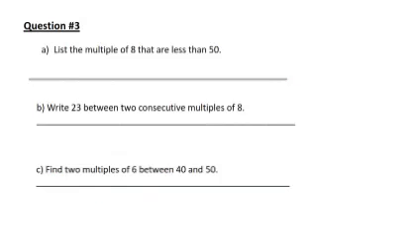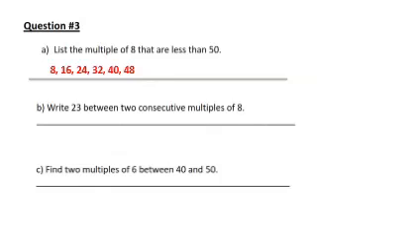Now in this question we need to list the multiples of 8 that are less than 50. So the multiples of 8: 8 times 1, 8; 8 times 2, 16; and so on. So the multiples are 8, 16, 24, 32, 40, and 48.